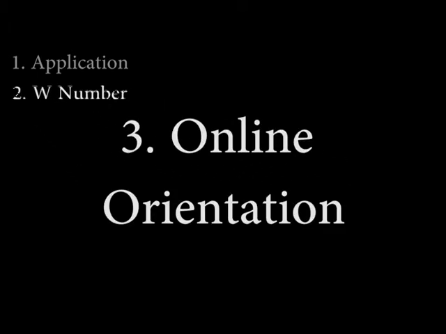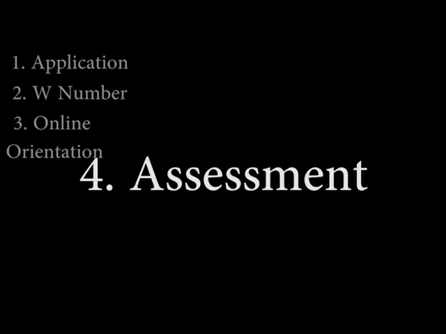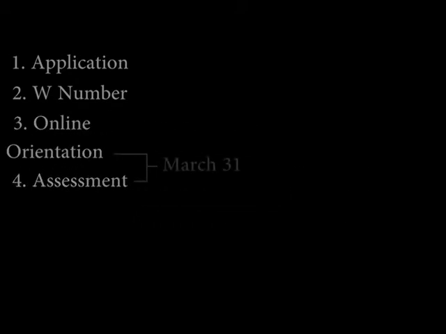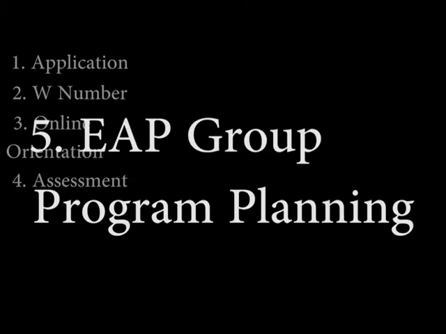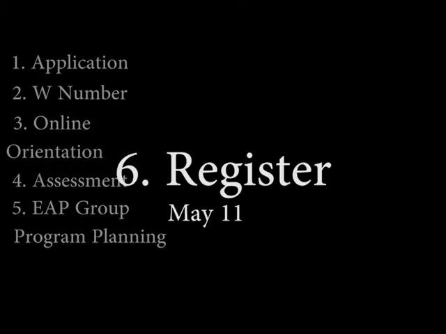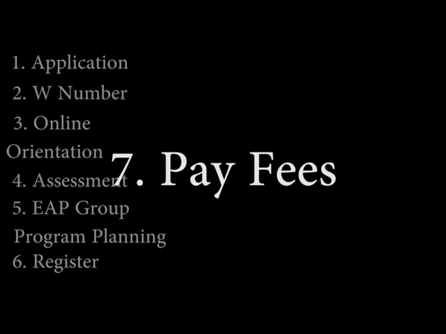Step 2 is to obtain your student ID number. Step 3 is to complete the new student online orientation, and Step 4 is to complete the assessment test. Steps 3 and 4 must be completed by March 31st. Step 5 is to attend an early admission group program planning session. Step 6 is to register for classes on May 11th, and Step 7 is to pay your fees.